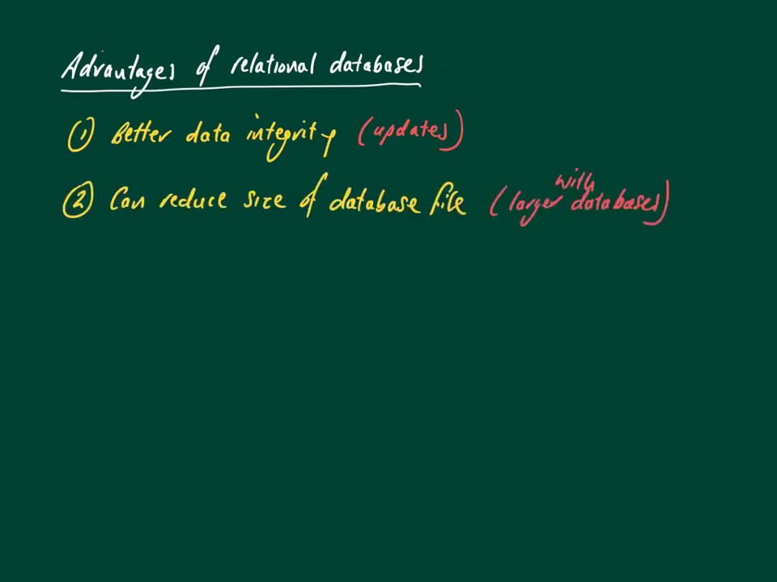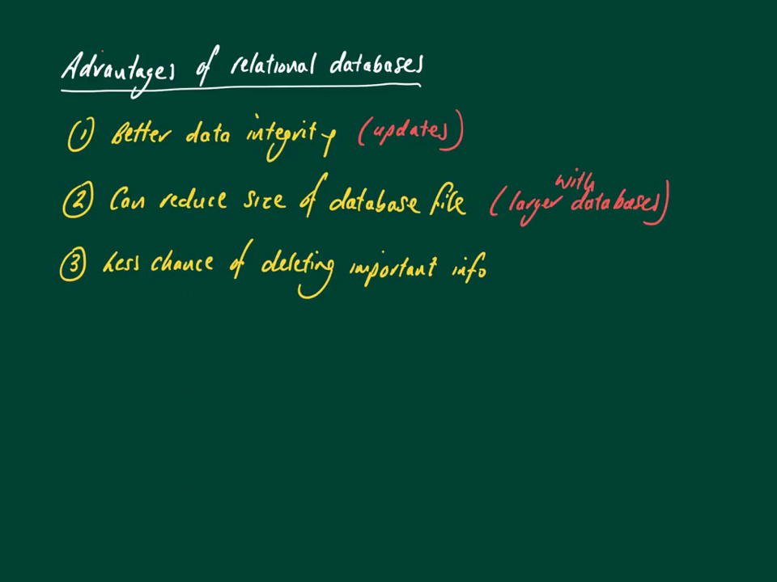A second advantage is that you can reduce the overall size of a database file, probably only in a larger database, because as you cut down the amount of duplicate information and use foreign key fields to link tables together, you are actually reducing the amount of information that's entered into the database. So with a larger database, that will significantly reduce the overall file size.